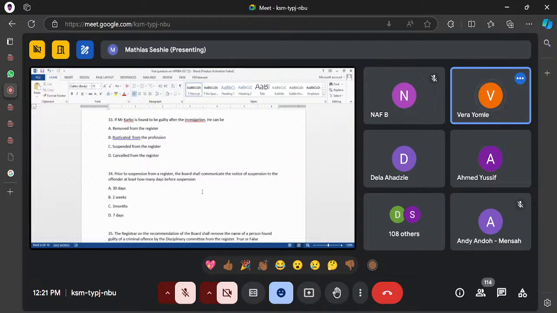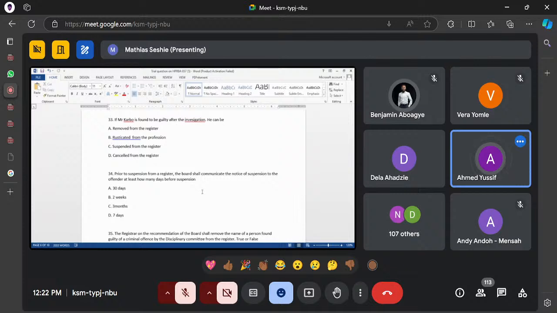Number 34. Prior to suspension from a register, the board shall communicate the notice of suspension to the offender at least how many days before suspension? A, 30 days. B, 2 weeks. C, 3 months. D, 7 days. I think it's 30 days. Yeah, so it's 30 days.